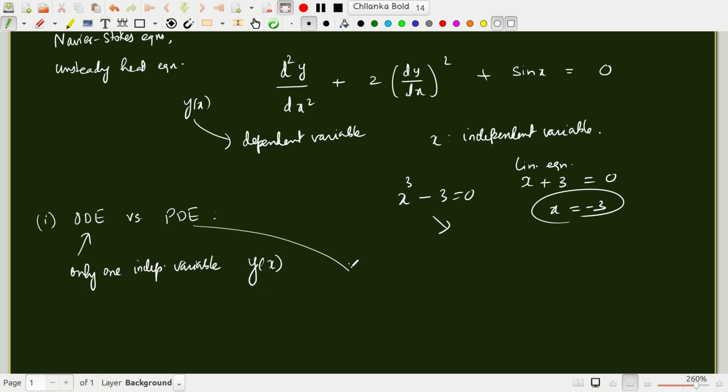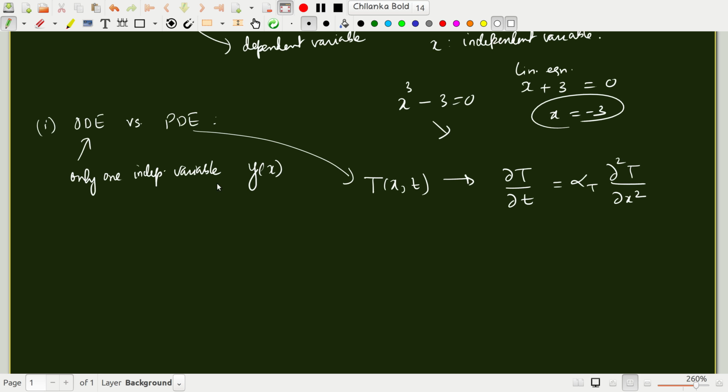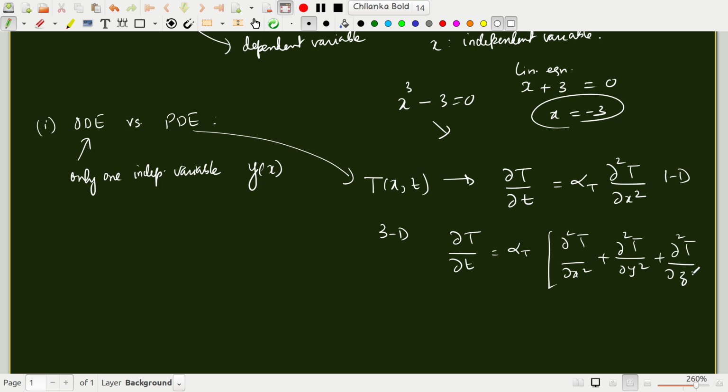Okay, whereas in a PDE, the unknown function is a function of more than one variable, let's say x and t. For example, the unsteady heat equation is given like this in one spatial dimension. Of course, you can have more than one spatial dimension. In three spatial dimensions, this will take the form: partial T by partial t is equal to alpha times partial squared T by partial x squared plus partial squared T by partial y squared plus partial squared T by partial z squared, right?